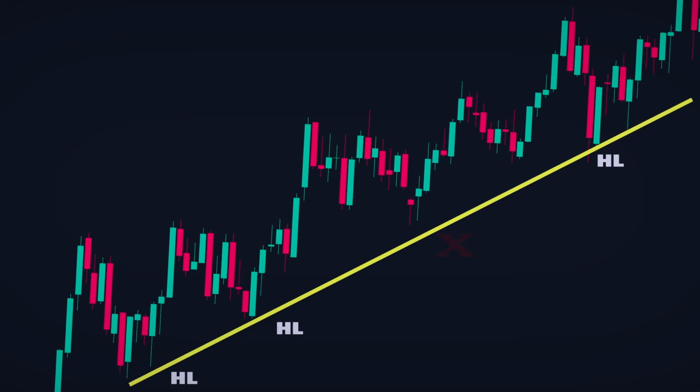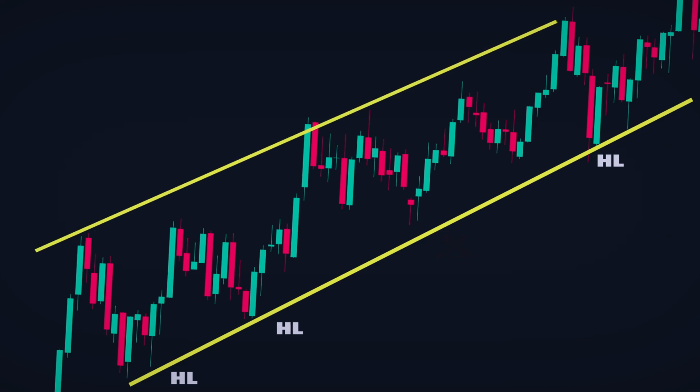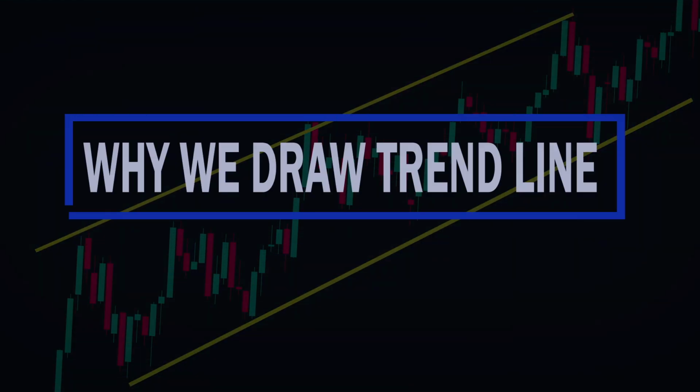like this. Additionally, we can draw another resistance trend line above the candles using the higher highs, like this. These two trend lines will help us understand the price movement and identify potential areas of support and resistance in the market. Now, let's understand why we draw trend lines.